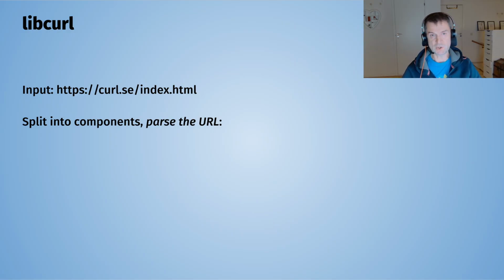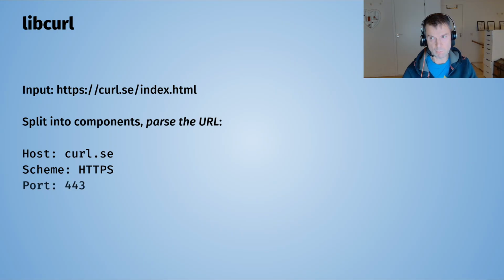So https://curl.se/index.html, what does it actually mean? It means that there's a host name that we want to work with called curl.se. There's a scheme on the URL, https, that says something about the protocol we're going to use, or we want to use. And since it is HTTPS and there's no port number in the URL, we're going to use the default port number for HTTPS, which is port 443. And there's a path in there, and the path is /index.html. So that's what the parser does, it splits it up into components.